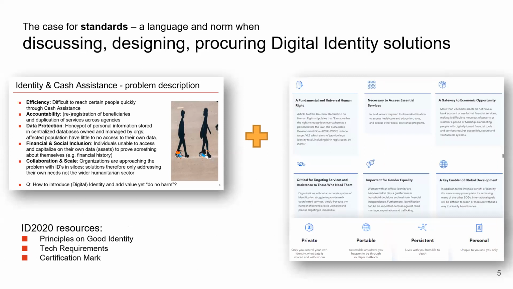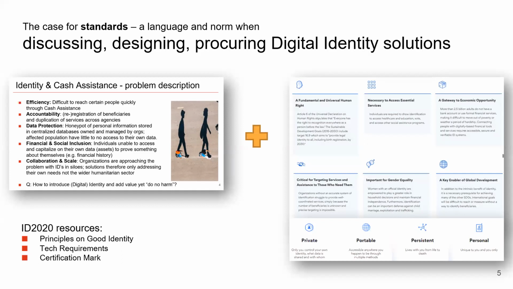And what we came to is that there's a case then for having a common language and norm when we are discussing and designing it, and finally procuring digital identity solutions, because all these needs that I just mentioned need a common set of ideas of what is good identity? Why would we need digital? What's the principle that goes into creating a digital identity that will not just end up being stolen and sold to the highest bidder at the open black market, for example.